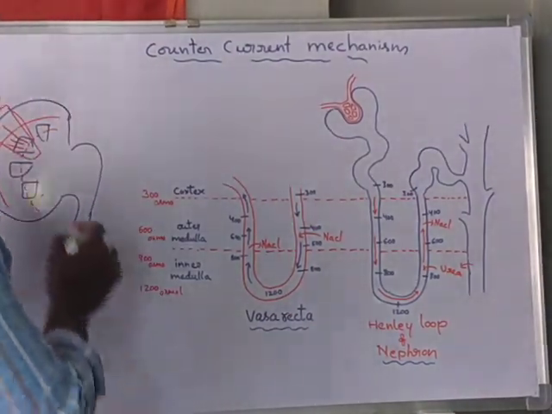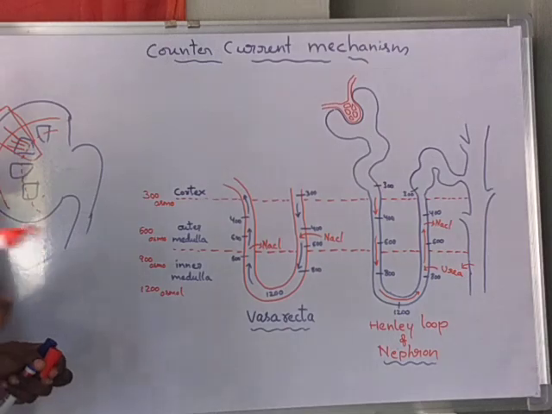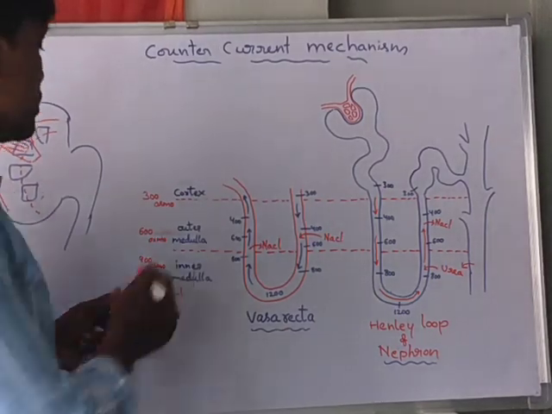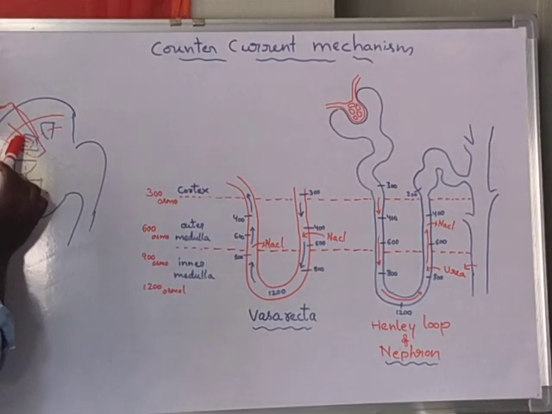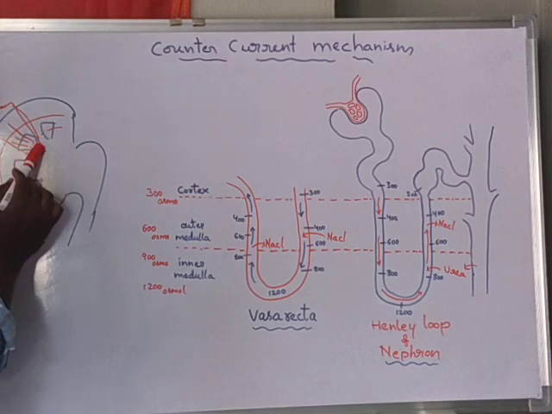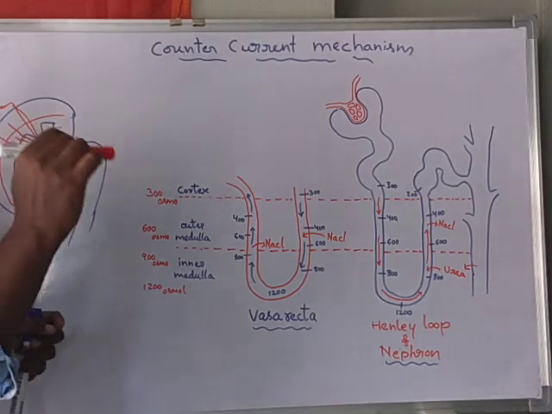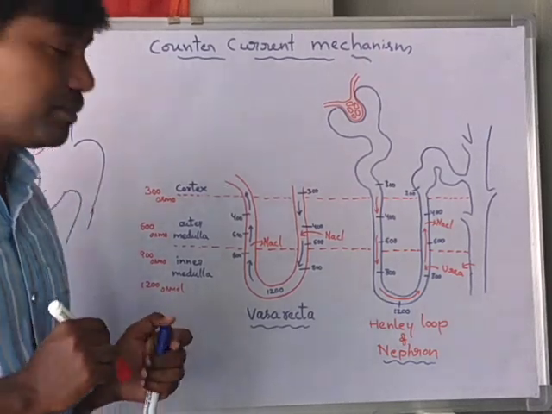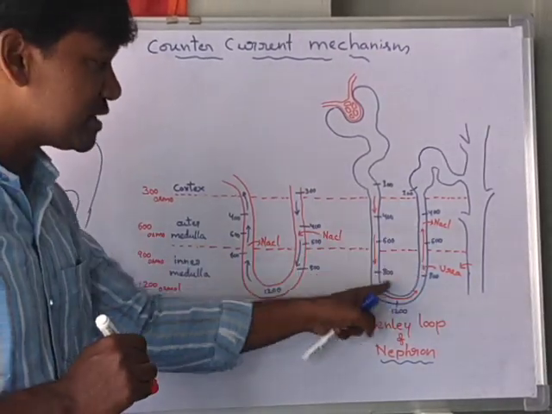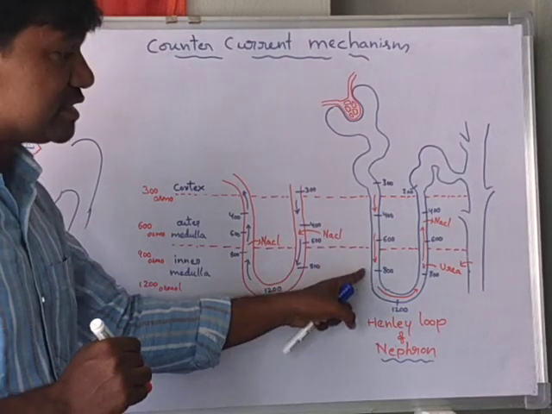Are you clarified? So this is the cortex, this is the outer medulla, and this is the inner medulla. The nephron extends from the cortex to the medulla. Generally, the loop of Henle is present only in the medullary region.